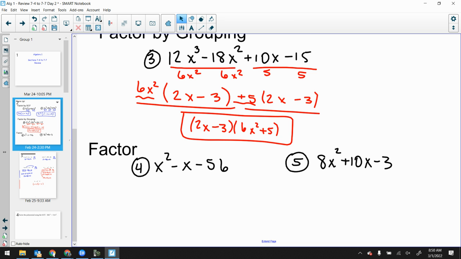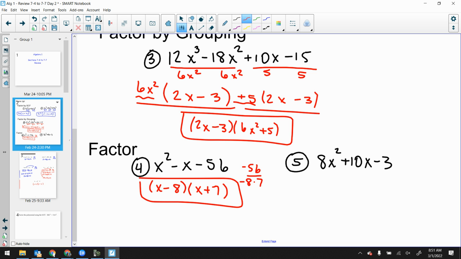I take a look at the factors of negative 56, and I see what factors add together to get negative 1. What are they? Danielle? -8, +7. Now, could I do the whole rewrite method? Yes, but you don't need to. Those are just my answers. That's why we call it the easy type, because you can just go straight to your answer.